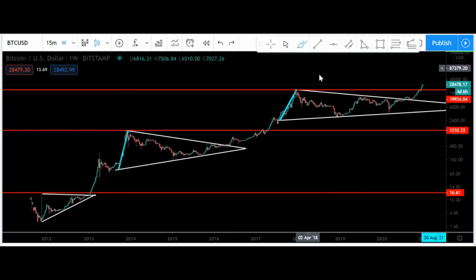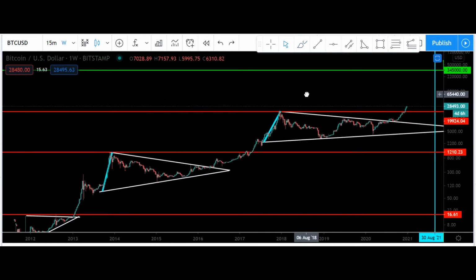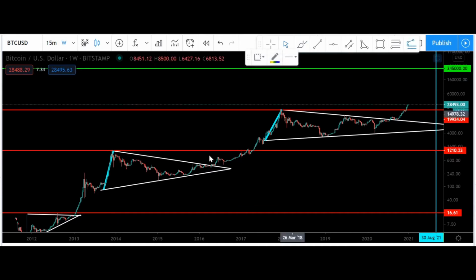Another thing I want to do here, guys, since I was showing Fibonacci extensions and that kind of thing, let's just do one here.